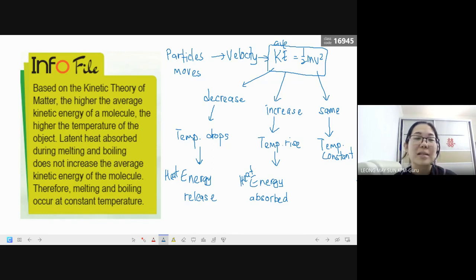We have to see the situation, because at some times, from liquid to gas, the energy is still being absorbed, but from gas to liquid, the energy is still being released. So when the kinetic energy is the same and the temperature is constant, I cannot state whether energy is being released or absorbed. So that's one particular part.